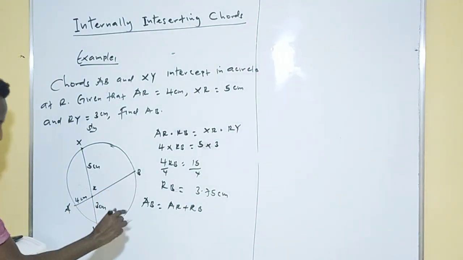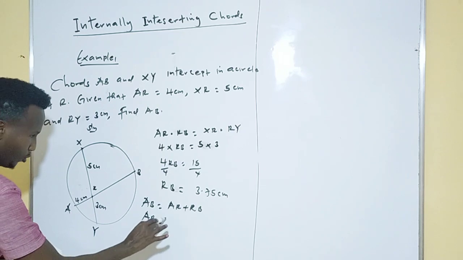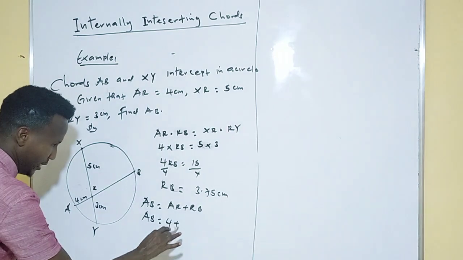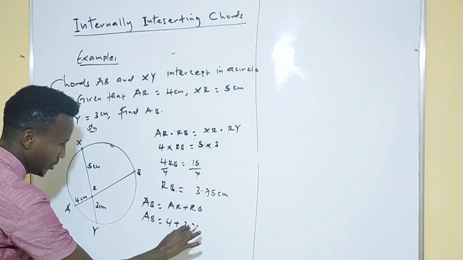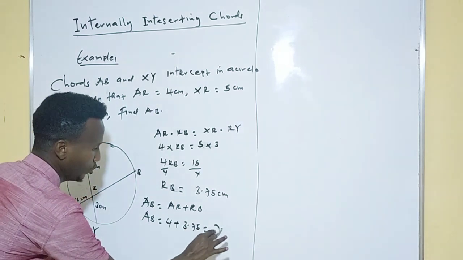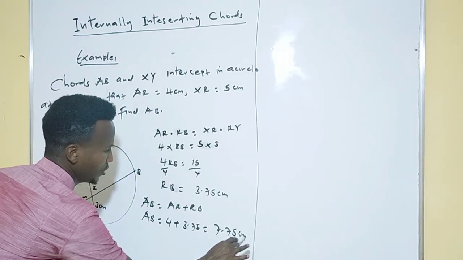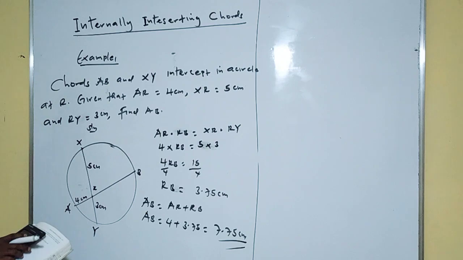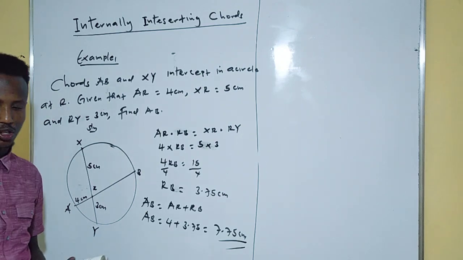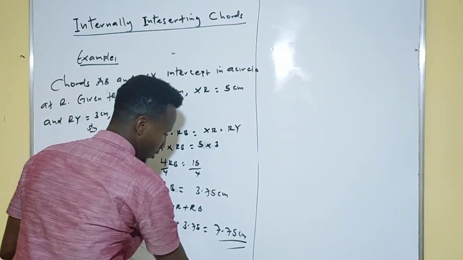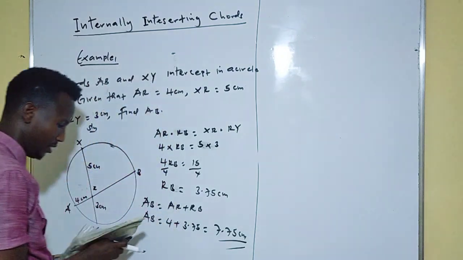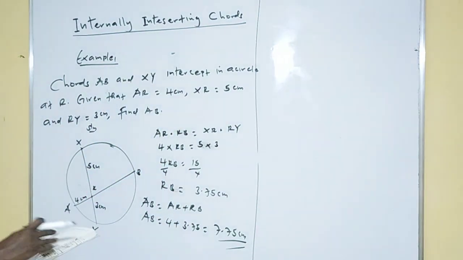AR plus RB. So AB is equal to 4 plus 3.75, which is equal to 7.75 centimeters. And that is the final answer, for your information. That's how you're going to get your final answer, guys. I think that is very, very easy, okay?